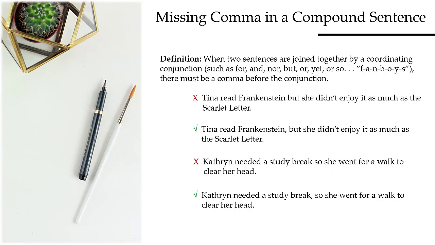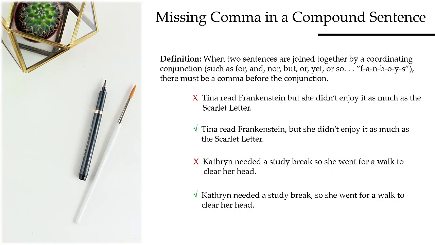Tina read Frankenstein but she didn't enjoy it as much as the Scarlet Letter. Here we again have two complete thoughts. Tina read Frankenstein. She didn't enjoy it as much as the Scarlet Letter. In this case, the student tried to join with just a conjunction, but that's not enough. We need the comma and the conjunction. The correction to that sentence would be, Tina read Frankenstein, comma, but she didn't enjoy it as much as the Scarlet Letter. Here's a similar second example.